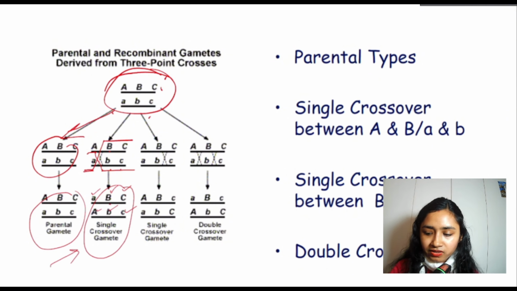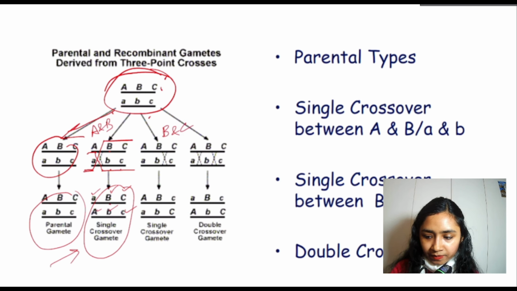Again, this was between A and B. Now this crossing over event is between B and C. Now A, B will not go with capital C. A, B will go down with small c. Look, A, B with small c. Then small a, small b will not go with small c. It will go up with capital C. So small a, small b with capital C. This is another crossing over event, and from it also recombinant type of gametes are produced.